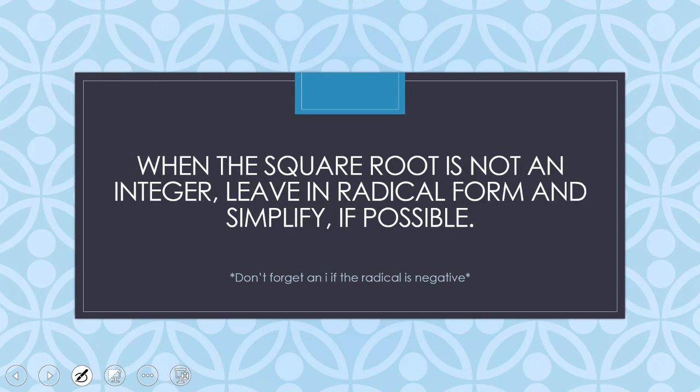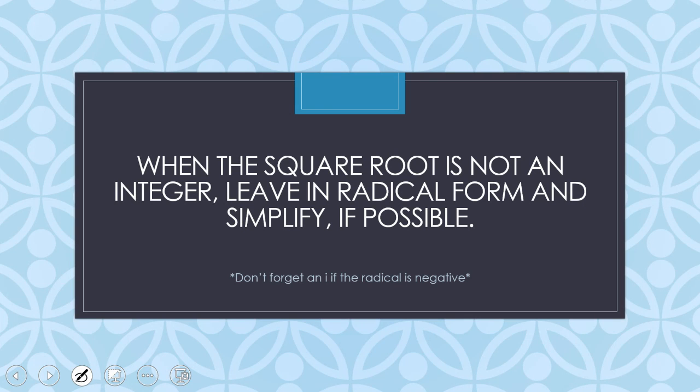When you're square rooting and it's not an integer, so far we've done 64, which is 8. We've done square root of 49, which is 7. The square root of 25 is 5. What about when we get something like the square root of 17? That's not an integer. We want to leave our answer in radical form. We do want to simplify it if possible. And don't forget that if the radical is negative, we still need an i there.